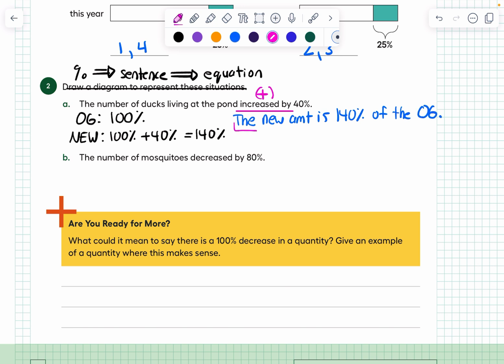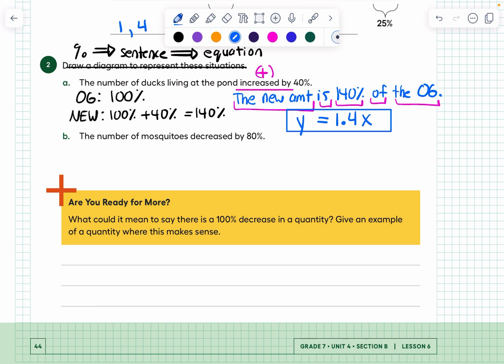And again, we're going to dissect this piece by piece to form the equation. The new amount, we use the variable y. Is means equals. 140% as a decimal would be 1.4. Of means to multiply, and the OG is represented by x. So here is my equation for this scenario.